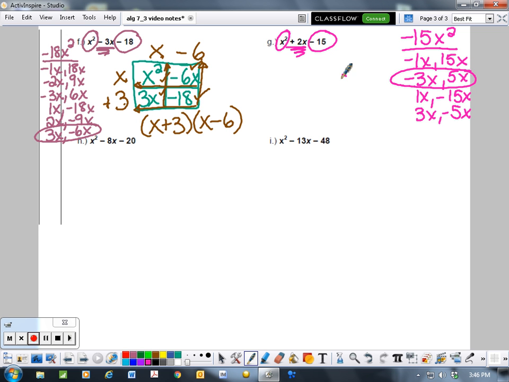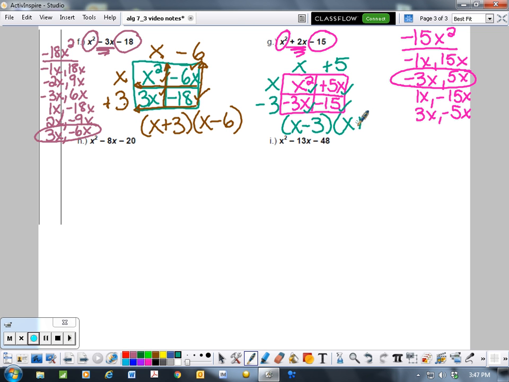So now I'm going to take all the circled parts and put them in the box. X squared, negative 15. And then over here we have the negative 3x and the positive 5x. So we pull out common factors. So x, negative 3, x, positive 5. Okay, so double check. X times x squared. X times 5 is 5x. X times negative 3, negative 3x. Negative 3 times 5, negative 15. We're good. So our answer is x minus 3 times x plus 5.